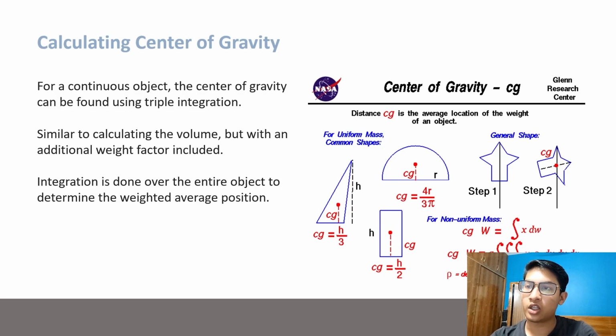Continuous objects means a regular object with a surface with a continuous distribution of mass and shape. We can find the center of gravity using triple integration, similar to calculating the volume, but with an additional weight factor included. Integration is done over the entire object to determine the weighted average position. The integration is done for the whole shape to determine the weighted average position.